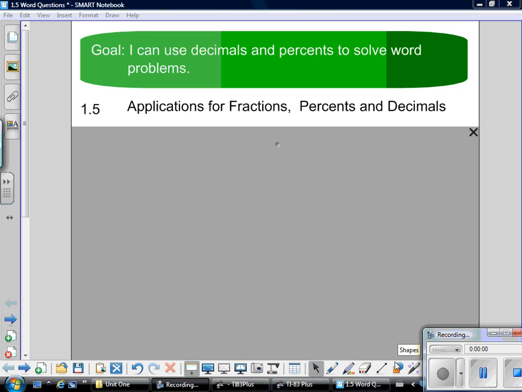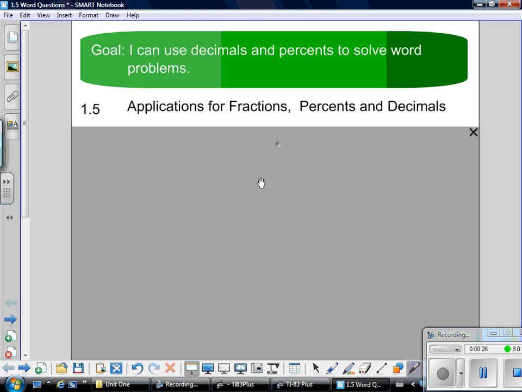Right, moving right along with our numeracy. So this time our goal is I can use decimals and percents to solve word problems. Now, if you notice, I have in our title applications for fractions, percents, and decimals. In most cases, I don't spend any examples dealing with the fraction part. Mainly, it's the percents and the decimals that we're working with because those are converting a little bit easier together.